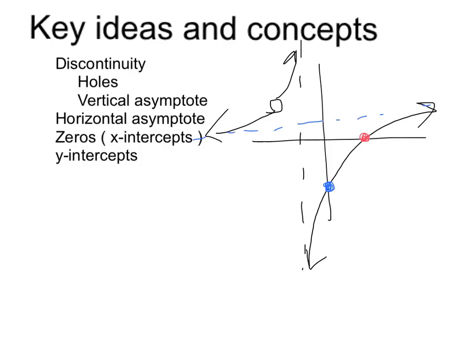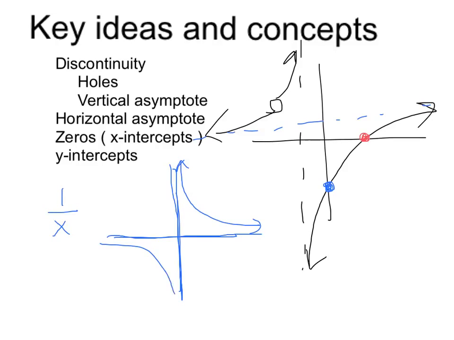If we take a look at the function 1 over x, if we were to graph that, we would find that there is a horizontal asymptote at 0 and a vertical asymptote at 0, so the graph actually never crosses either axis, and so it has no x-intercept, no y-intercept.